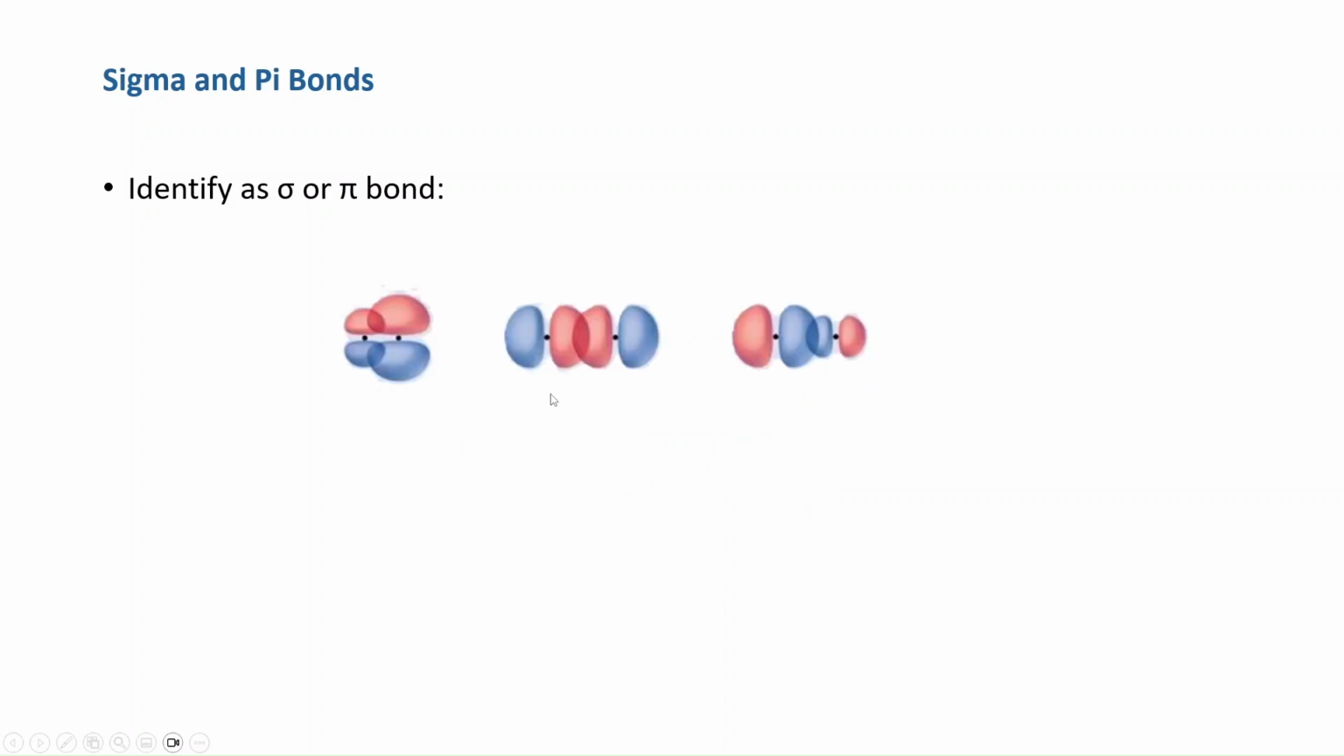Identify the following as sigma or pi. It depends on the orientation. This is side by side, right? So that's a pi. This is front-end collision, right? They're different sizes, but it doesn't matter. That front-end collision, the electron density is between the two nuclei, so both of these are sigmas.